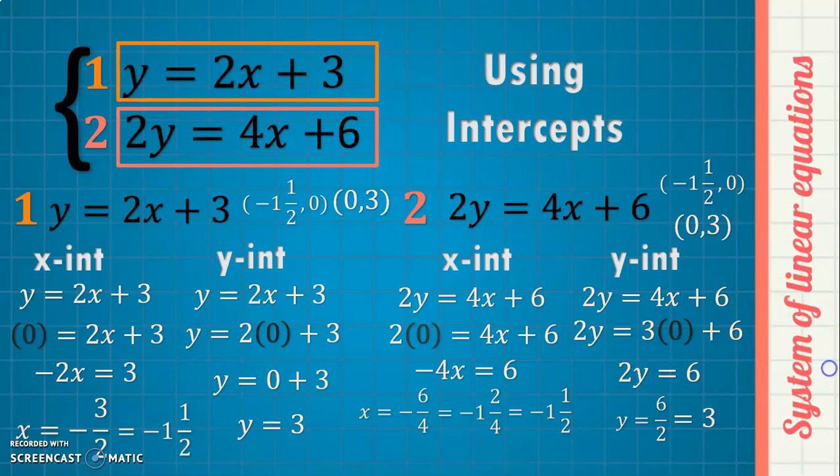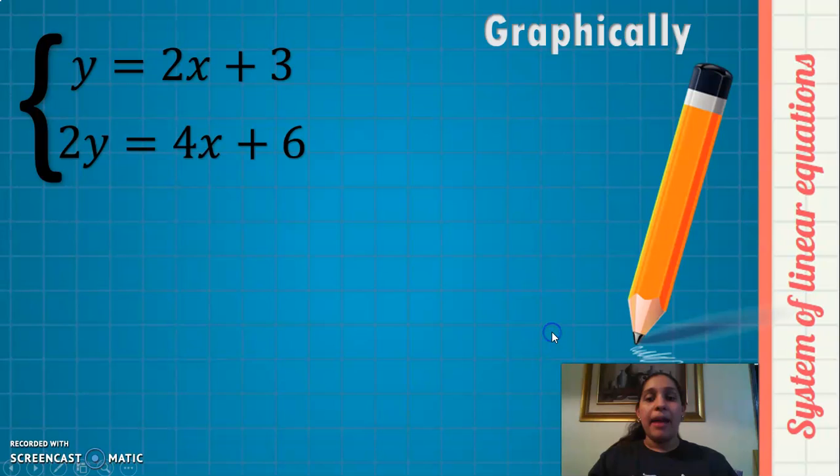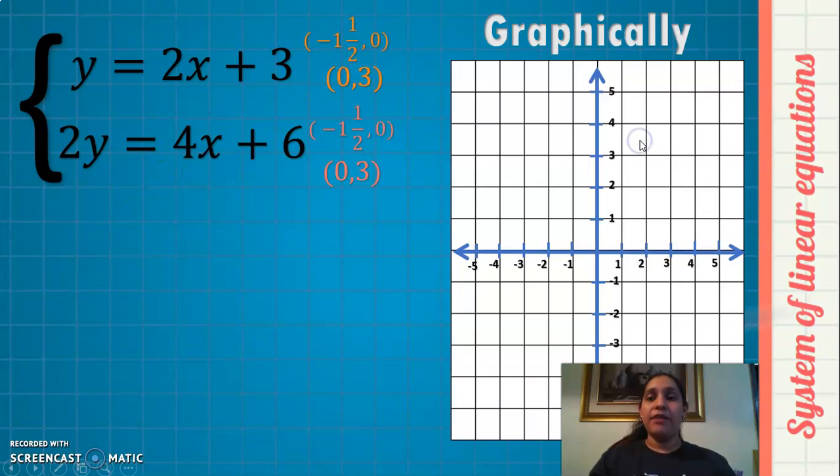My ordered pair will be (0, 3). Now that I found this, I'm going to place the values I found and graph it. I find the intercepts of my first equation and the intercepts of the second equation. This way, I make my graph and start plotting my points.